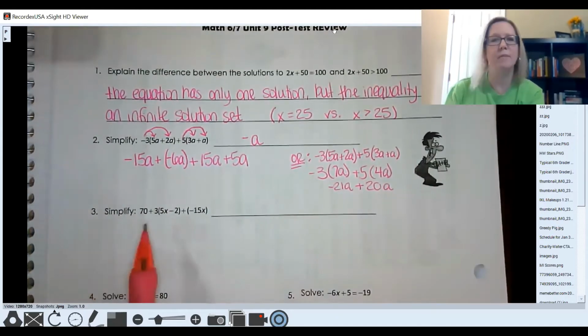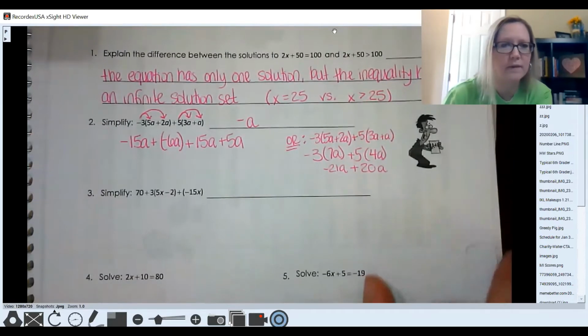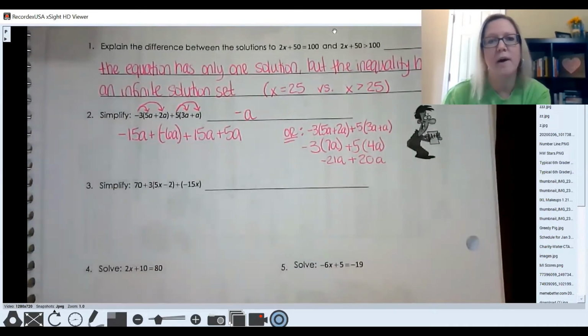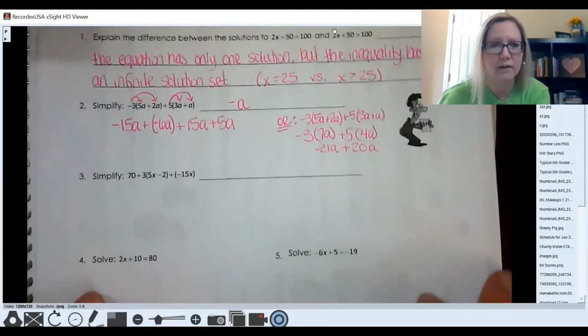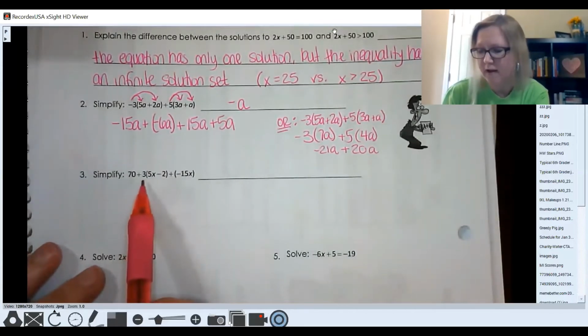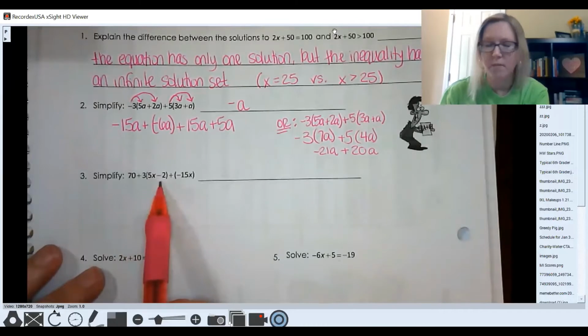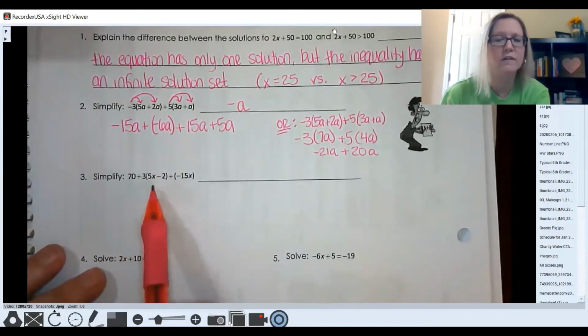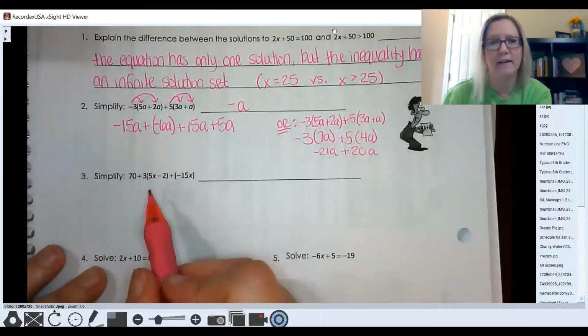All right, problem number 3. Same thing, we're going to simplify by using our distributive property and combining like terms. The first thing I'm going to do is apply my distributive property. But I also see I have a minus sign here, so I'm going to go ahead and change that to adding the opposite.